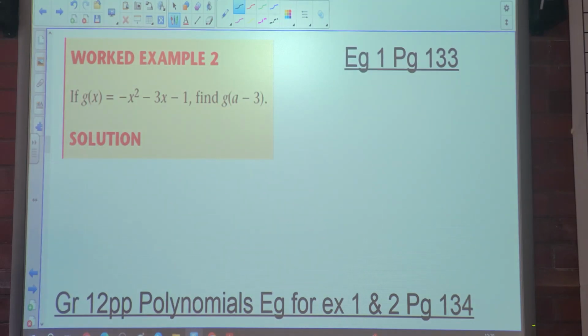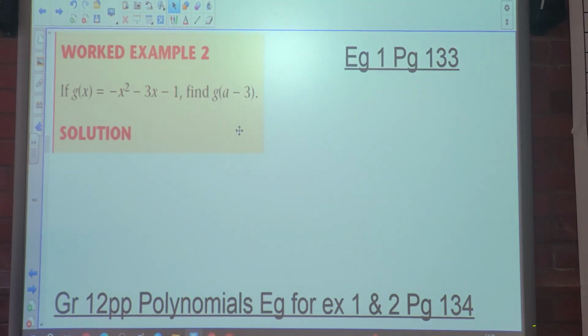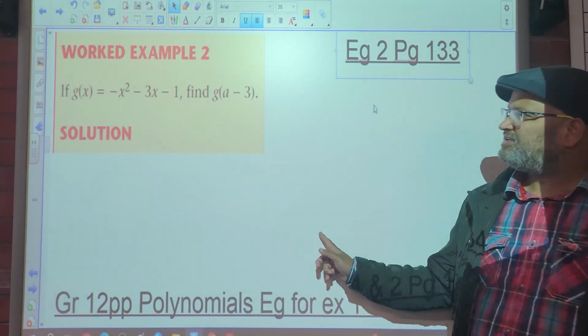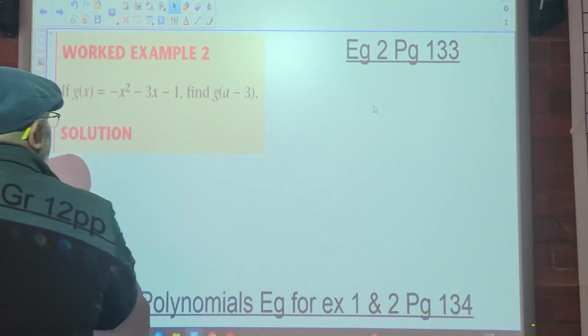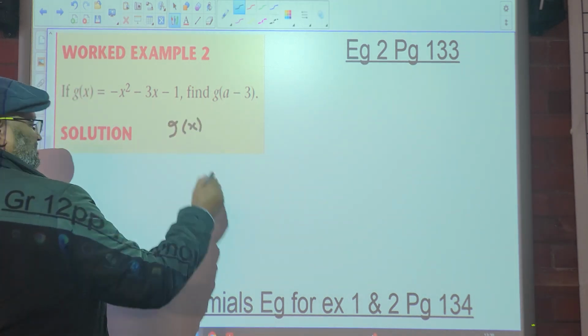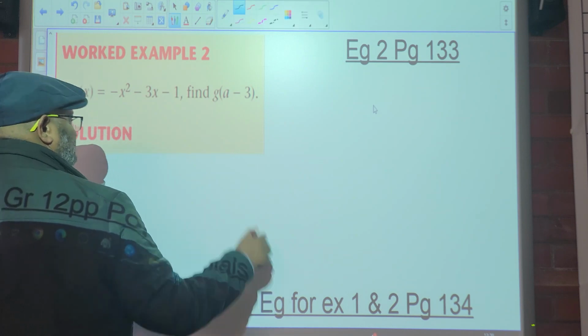Let's look at example 2. Work example 2. Alright, so in work example 2, which is also on page 133, we are told if g of x is equal to negative x squared minus 3x minus 1, find g of a minus 3. So what does that mean? If I see x, I replace it with a minus 3.